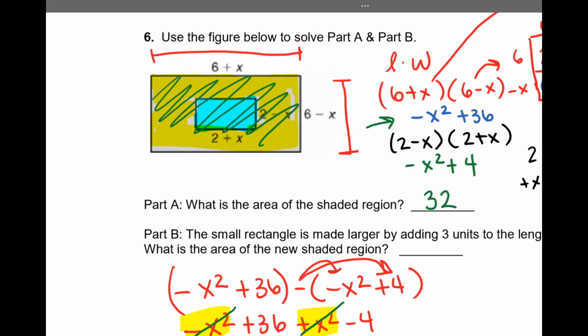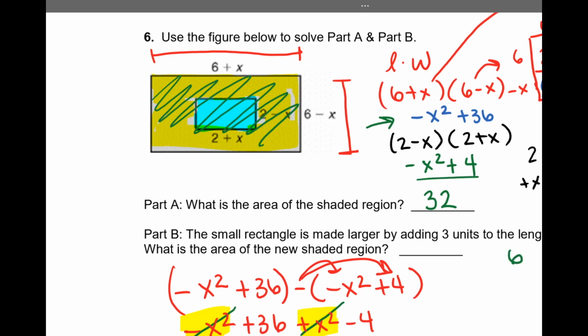Okay, so the next section says the small rectangle is made larger by adding 3 units to the length and 3 units to the width. What is the area of the new shaded region? So there's an easy way to do this. So 3 plus 3 is 6, because all we're doing is adding 3 units to the length and 3 units to the width. So 3 plus 3 is 6.